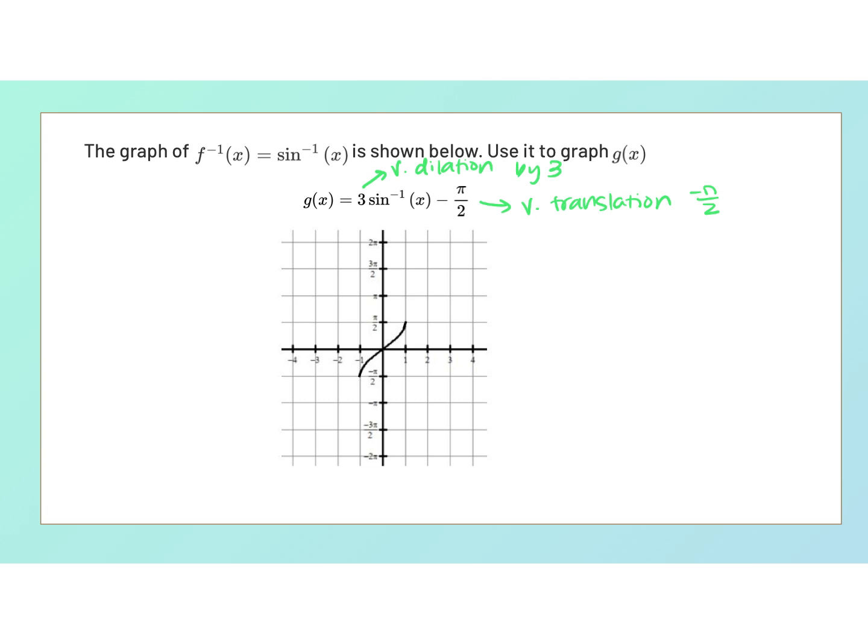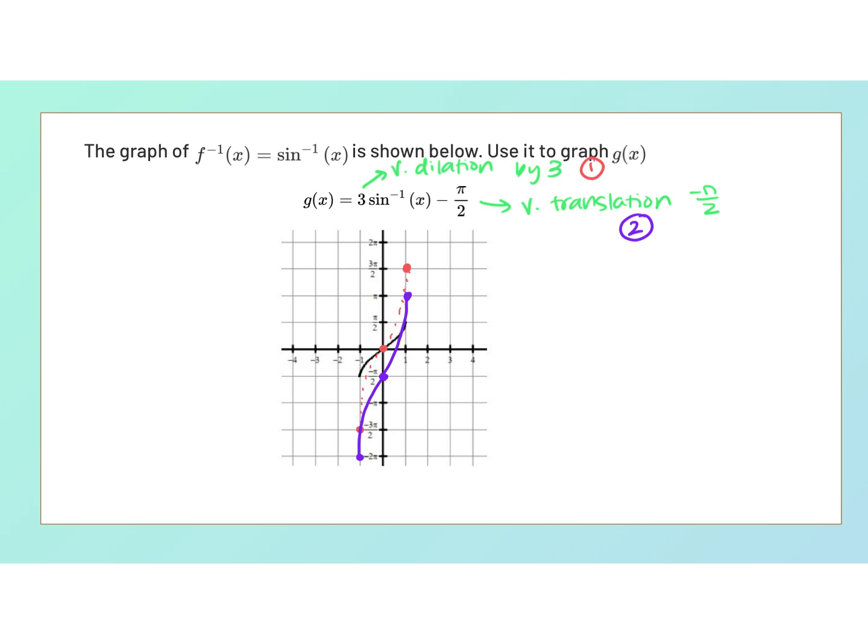Again, following PEMDAS order, I'm going to start with the vertical dilation. So I'm going to stretch it by 3. So this maximum is now going to be at 3π/2. And my minimum was at -π/2. It's now at -3π/2. I'm going to connect that with a dotted line because my final graph needs the shift. I'm going to take all of those points and move them down by π/2. And connect these with a solid line because that's my last transformation.